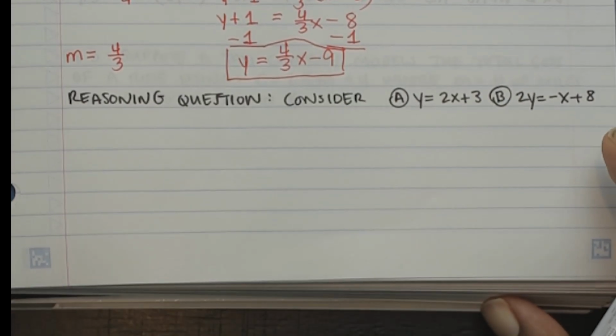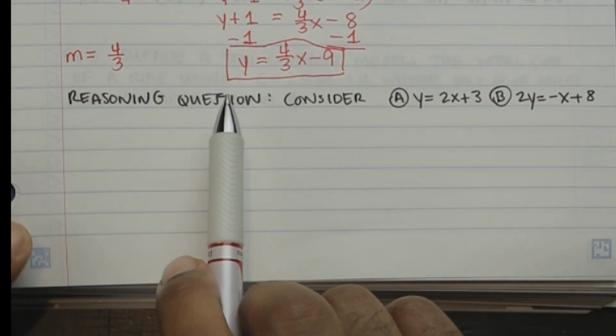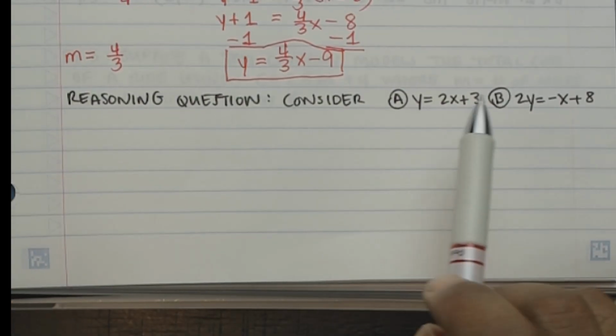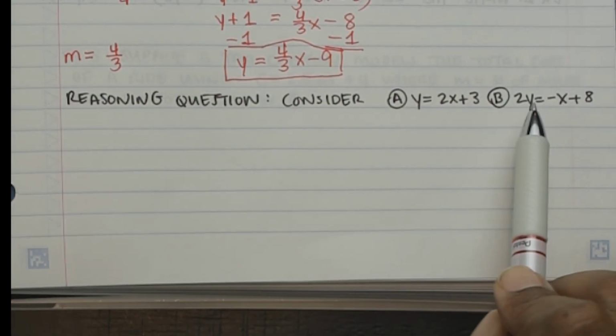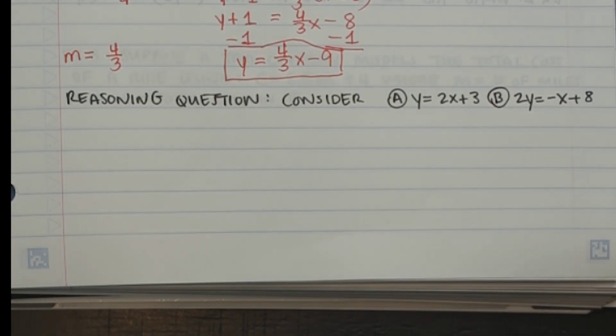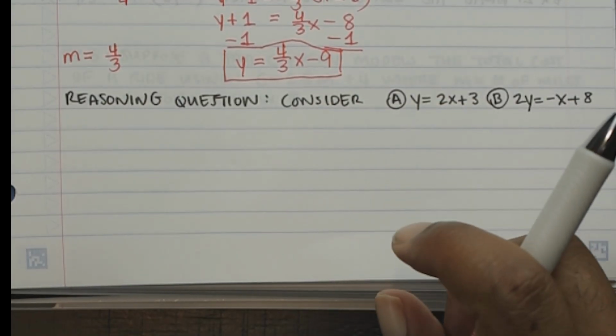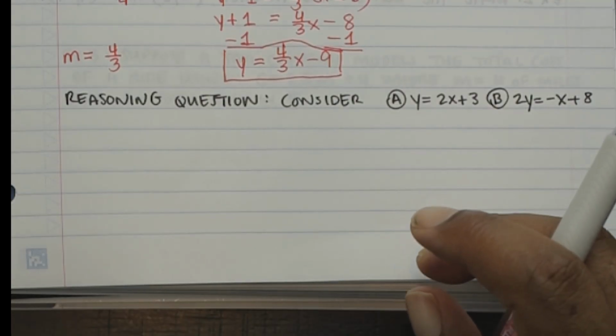Now, here we have the reasoning question. The reasoning question is, consider these two lines. We have y equals 2x plus 3 and 2y equals negative x plus 8. Are the lines parallel, perpendicular, or neither? Because sometimes you can have parallel lines, you can have lines that are neither parallel nor perpendicular. Because remember, one of the contingencies of having a perpendicular line is that they must create a right angle.